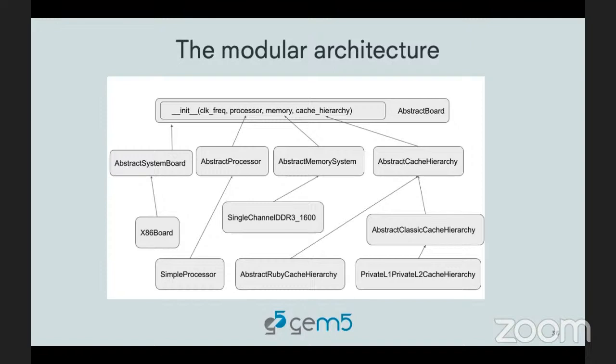Abstract cache hierarchy. We've got choices here. We can do a classic cache model, which for example is a private L1, private L2 cache hierarchy. We also do something called a Ruby cache hierarchy. That's a slightly different way of doing cache hierarchy simulations in gem5, but you can just plug that in and it should work. So for instance, later on, we're going to do a MESI two-level cache hierarchy system.